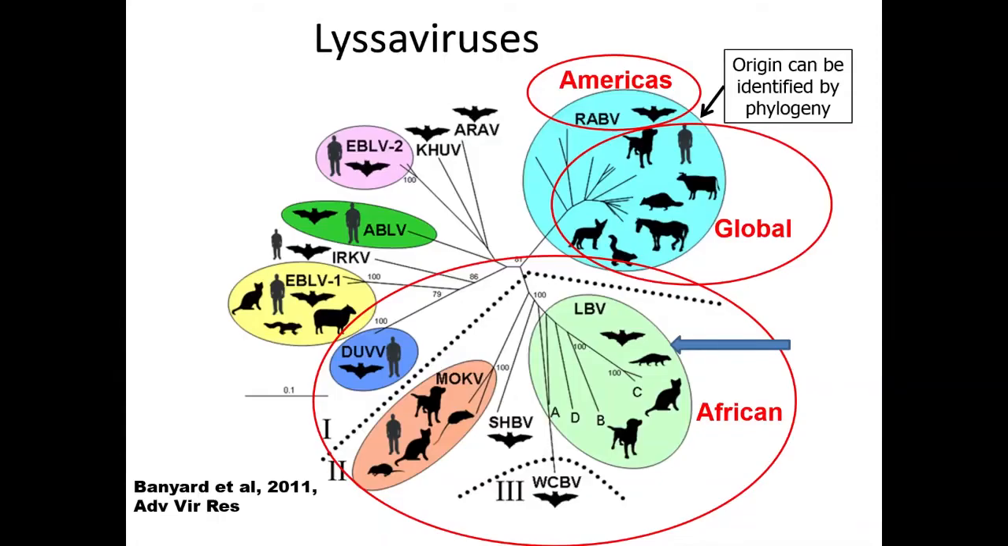We've been focusing on African lyssaviruses, in particular Lagos bat virus, which has a number of different subtypes within it. This is a virus that has been shown to spread occasionally to other domestic animal species. Cats and dogs have been affected and so on.